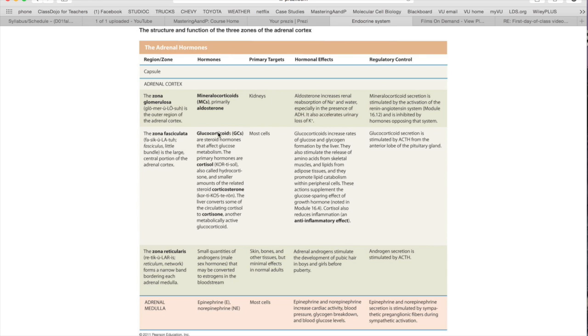Then the next would be the glucocorticoids, primarily cortisol. It's released when you're under stress, and it's going to increase the amount of glucose in the blood. It also reduces inflammation. And then the adrenal gland does produce some androgens.